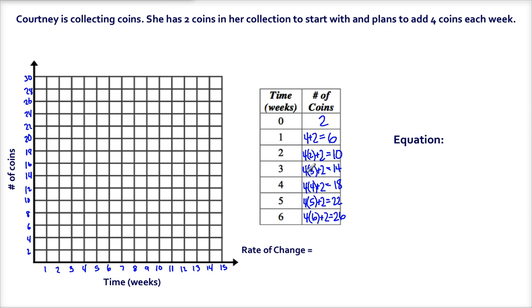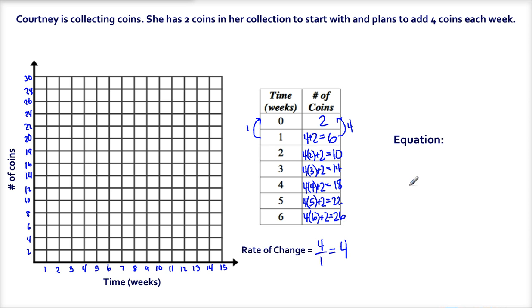Now that we have our table filled in, let's practice finding the rate of change, since we just saw a video on how to do that. Remember, it's the change in y over the change in x. I'm going to choose these first 2 points. Y changed by 6 minus 2, so y changed by 4 units, and x changed by 1 minus 0, which is 1. So the change in y was 4 over the change in x is 1, so the rate of change for this situation is 4.